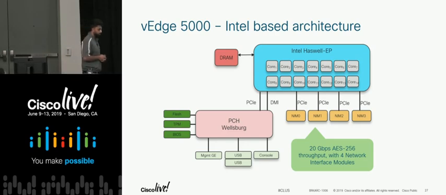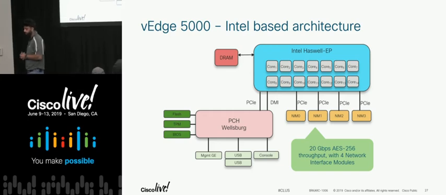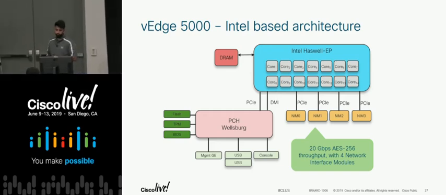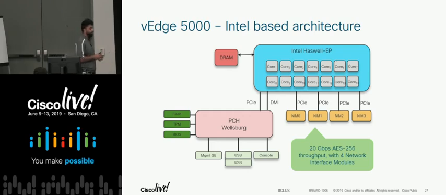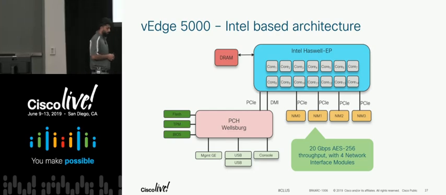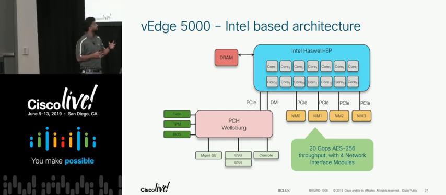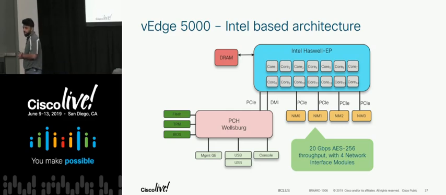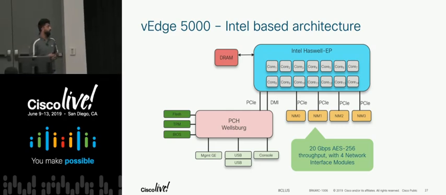And on the architecture part, the vEdge 5000 is different from its family, a different breed, which uses the Intel Haswell CPU. Again, system on a chip, but Intel Haswell CPU with 14 cores and 2 threads per core. So as you can see, there's the NIM module connected to the cores through the PCI bus. And there is this PCH platform controller hub, which connects the management interface, USBs and the consoles.